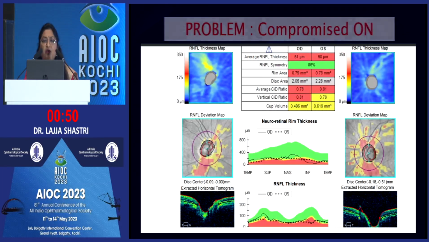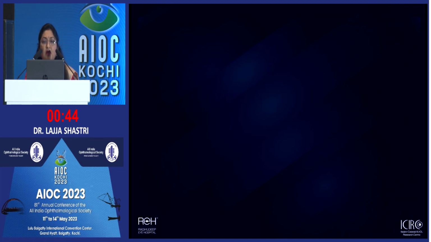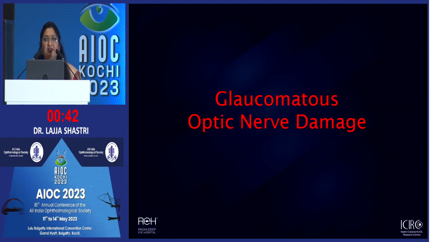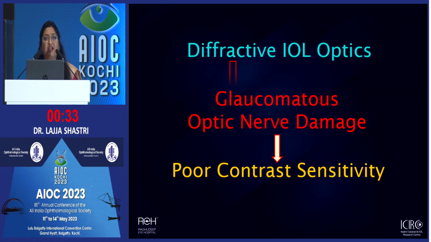So what we are looking at on PSOCT is a compromised optic nerve, which we could see on routine fundus evaluation also. What is happening here is glaucomatous optic nerve damage to the eye which is operated, which is causing poor contrast sensitivity, added to which there is a trifocal lens which has diffractive IOL optics, which also further lowers the contrast sensitivity. Combined together, he's extremely unhappy with the quality of vision.